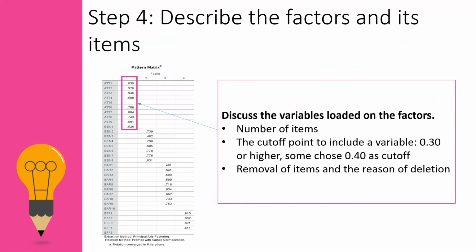The last part of this video is to report your findings by describing the factors and their components. So what we are going to include in your analysis are the number of items and the cutoff point to include an item. Some choose 0.3 or 0.4. Last but not least, report the items removed from the instrument and state the reason of deletion, such as low factor loading or cross-loading on 2 or more factors.